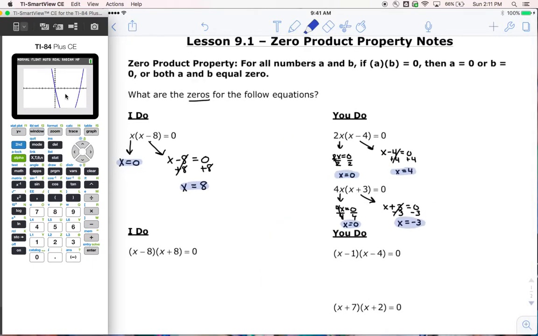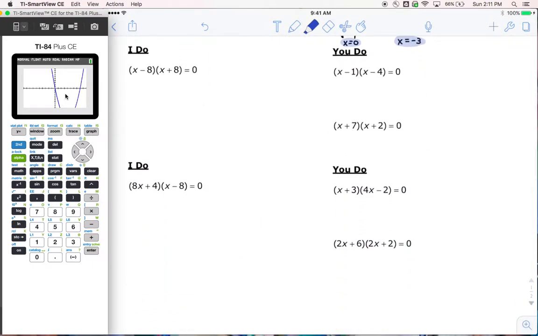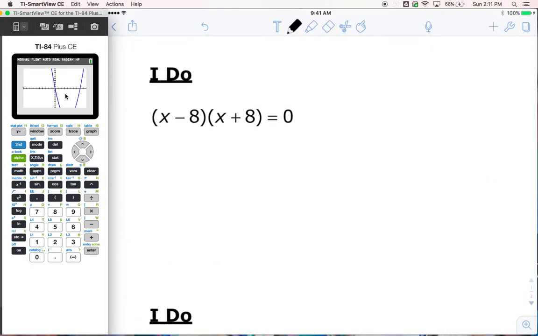Okay, let's try another example, another type of example, I should say. All right, this time, I don't have just x over here. I have another quantity. All right, but it's still saying this group times this group is giving me 0, which means one of them, or possibly both of them, are equal to 0 themselves. All right, well, let's see which it is. x minus 8 could possibly be 0, or x plus 8 could possibly be 0. And then we just solve. These are super easy to solve. You probably don't even need to write these out.